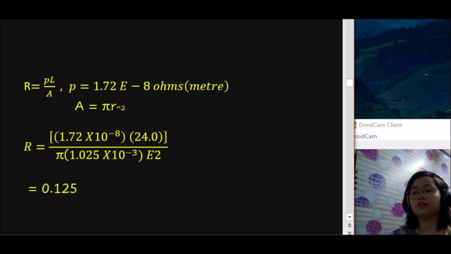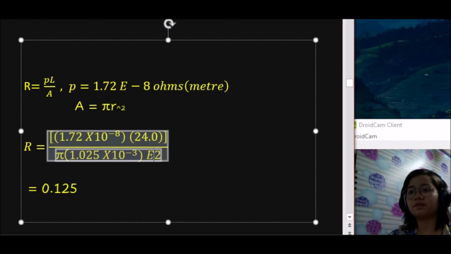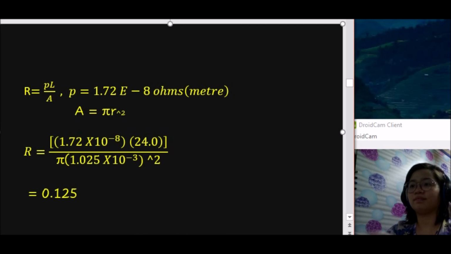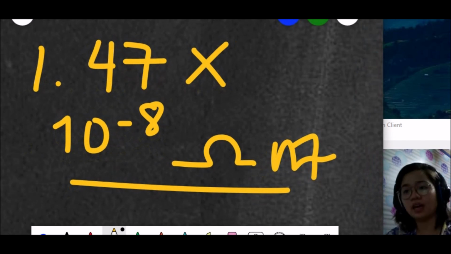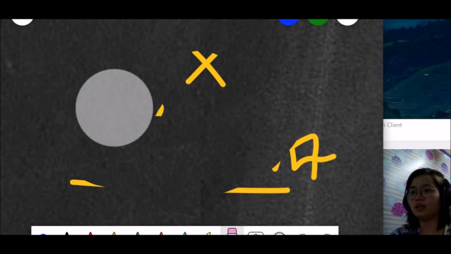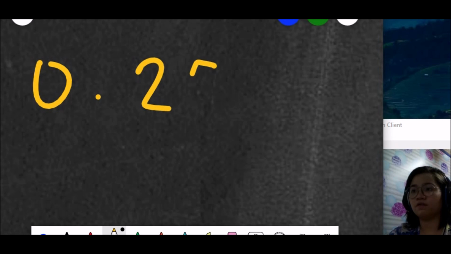And then we have the A, right? So 1.025 times 10 to the negative 3, squared. So what we can have here is 0.25 ohms. Answer, complete with unit, is 0.25 ohms. Let me just put it here real quick for your study session and for my grade.